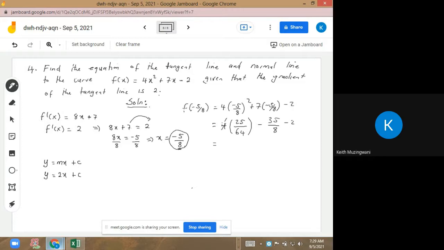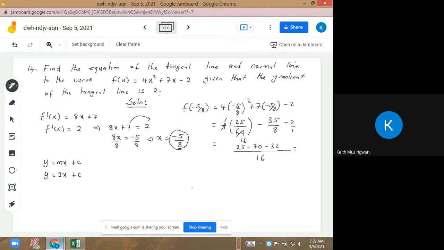4 here 1, 4 here 16. So the common denominator now is 16. 16 in itself we get 1. 8 into 16 we get 2. 2 by 35 we get 70. Minus 1 into 16 we get 16. 16 times 2 we get 32.